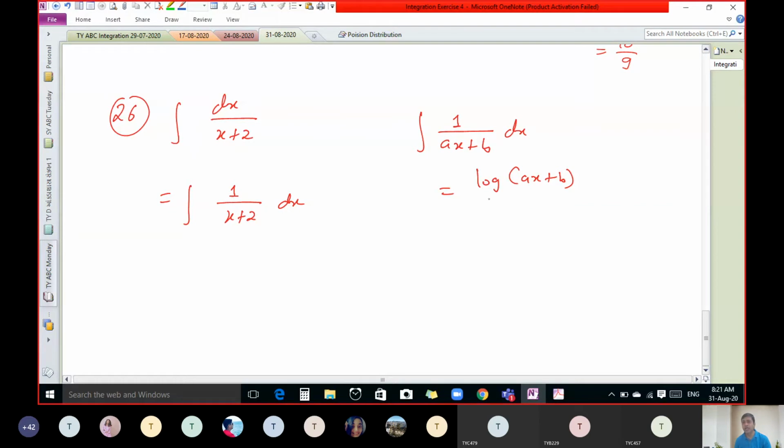Okay, now listen. The result for that is log of ax plus b, divided by a. Yes, we have to divide by coefficient of x, and then after plus c. So you have to divide by coefficient of x. So now tell me the answer of this question. What is the answer of this?